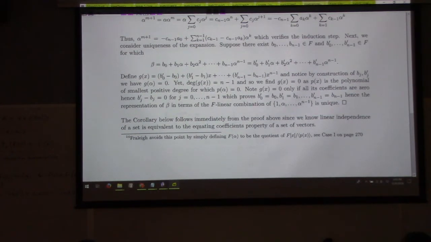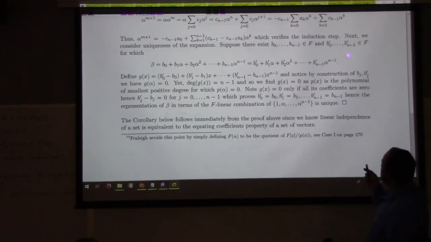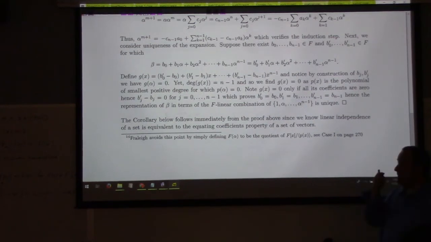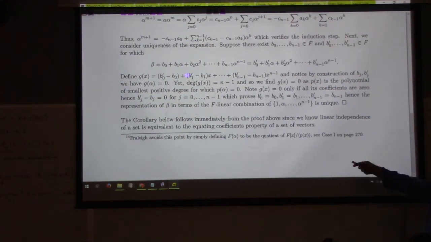So to prove uniqueness, suppose that there exist two pairs of constants like so and like so. Set them equal and define g(x) to be the difference of these, like b0 prime minus b0, b1 prime minus b1, and so forth. What do you got? You got a polynomial of degree n minus 1, and by construction, if you plug in alpha, we get 0.